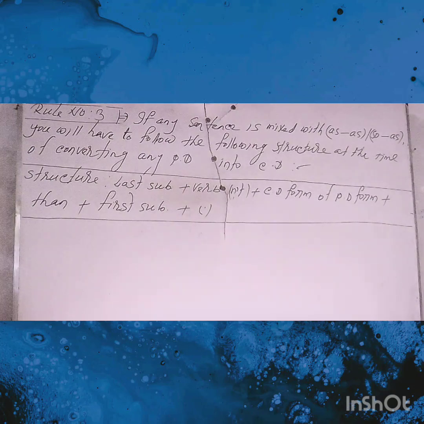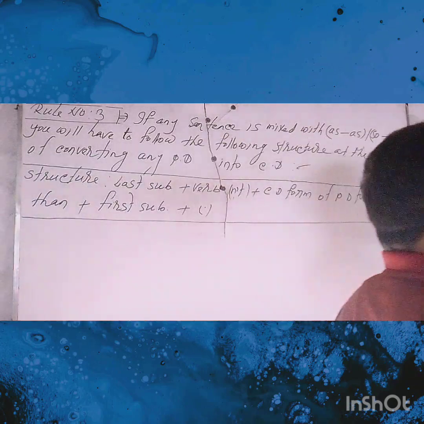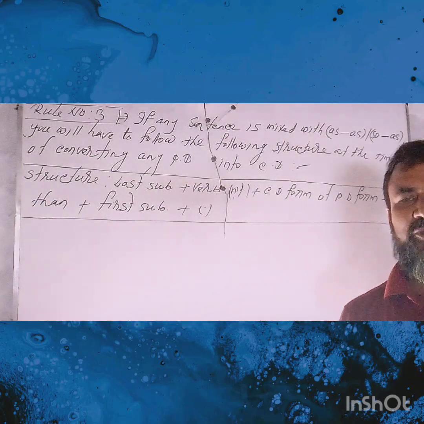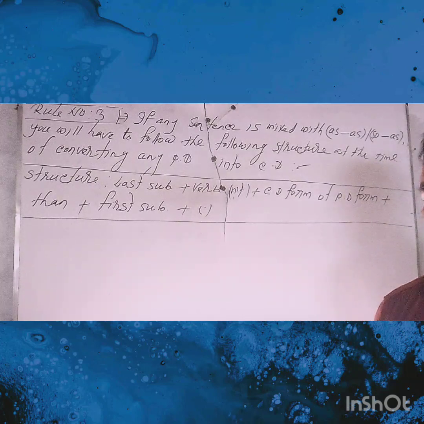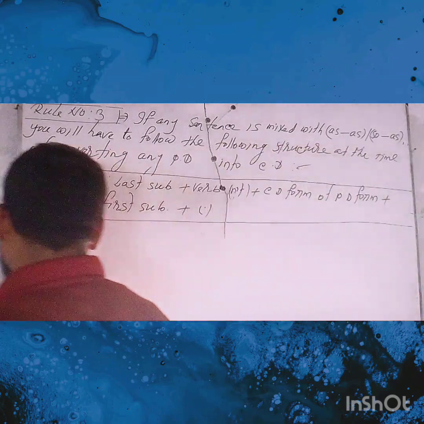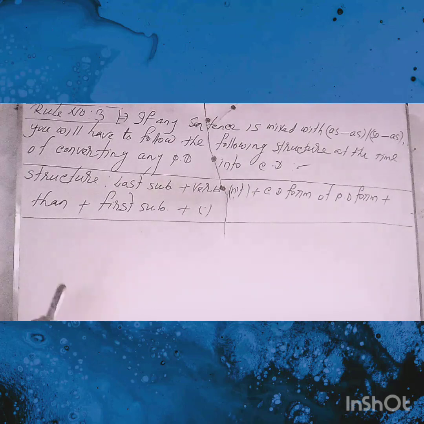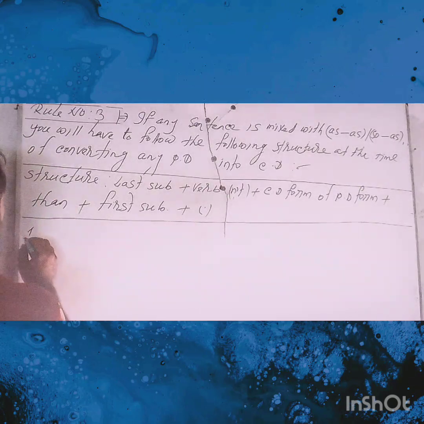But I want to suggest to you, my dear learners, these three kinds of structure are rule number 1, rule number 2, and rule number 3. You should memorize the structure of rule number 1, rule number 2, and rule number 3 at the time of converting any kind of statement of positive degree into comparative degree. So you should memorize instantly with me. Now I am trying to make you understand with some examples. So take a look at the board and try to understand.